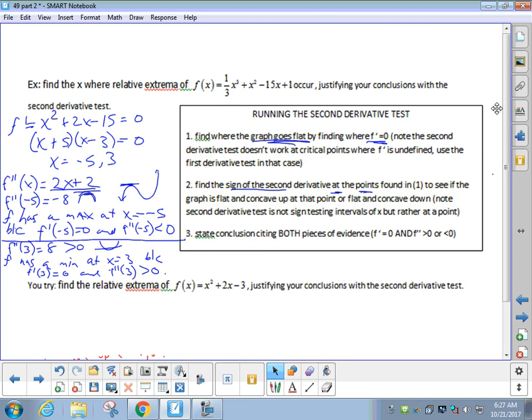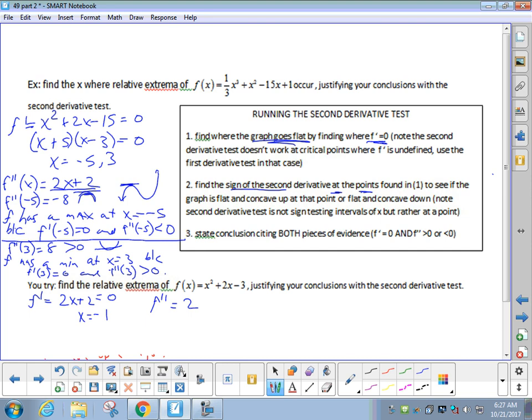Okay, so try the second problem with the second derivative test and see how it goes. Go ahead and pause right now if you want to try that. I'm going to roll in. First, find where the graph goes flat. The derivative is 2x plus 2, so the graph goes flat at negative 1. The second derivative is just 2.